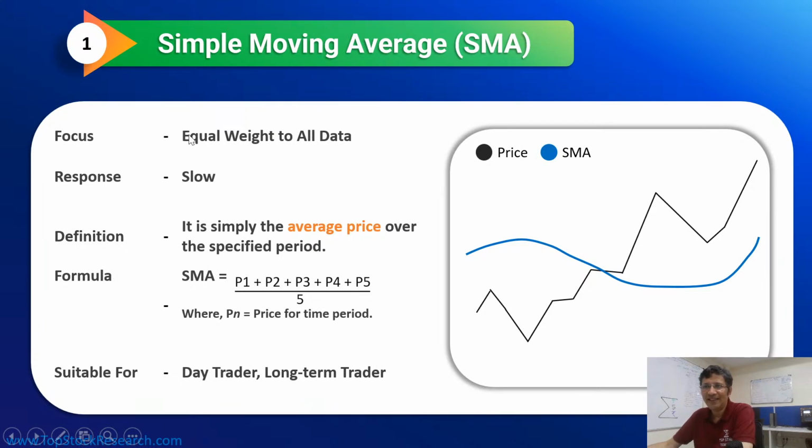What it does, as the name says, is give equal weight to all the data. That means it will give equal weight from P1 to P5, where P5 is the latest. This is Friday and this is Monday. It gives equal weight to the last n days, and it divides it. So it's a very simple average.